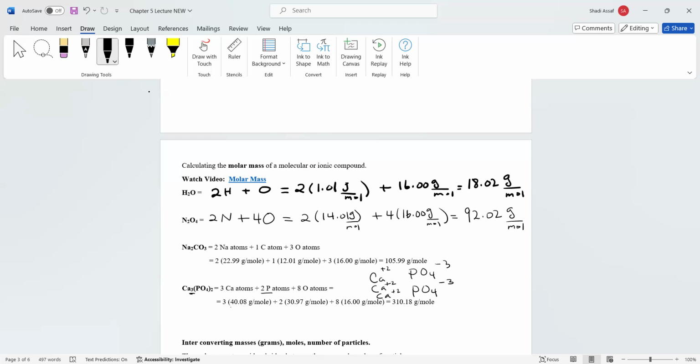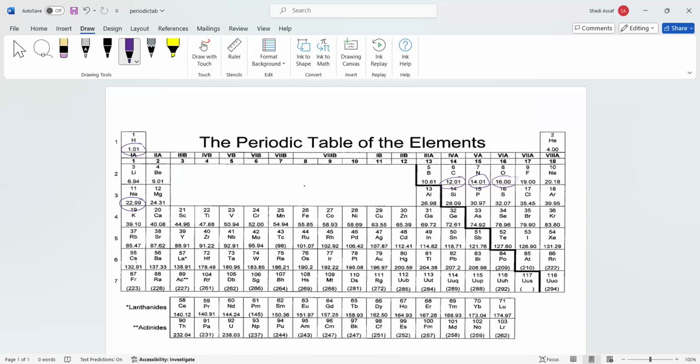Once again, you go to the periodic table, you look up their molar masses. So for calcium, it's 40.08. Phosphorus is 30.97 grams per mole, and then oxygen is 16. Let's verify them one last time. So here's calcium, 40.08. Phosphorus is 30.97, and oxygen is 16.